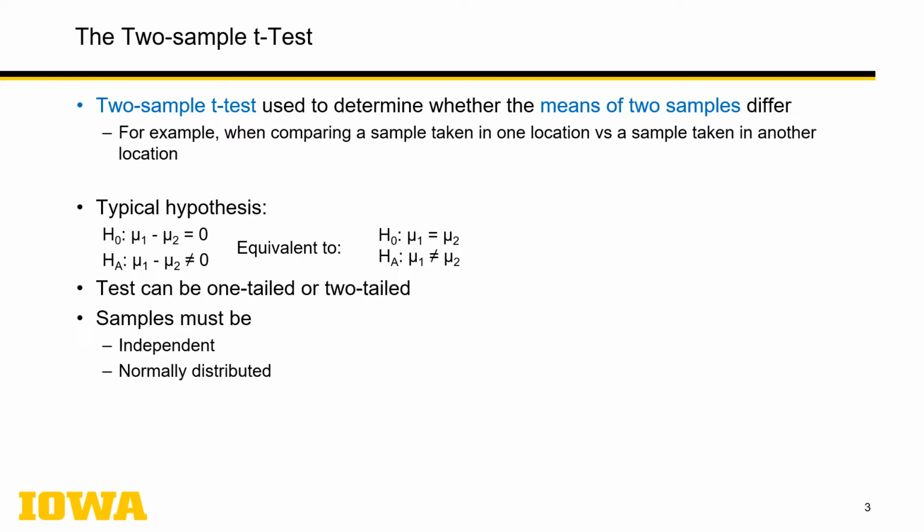technically of are there differences equal to 0 or not equal to 0, but that's equivalent to is mu1 equal to mu2 or mu1 not equal to mu2. And again, they can be tested by one-tailed or two-tailed, and again the samples must be independent and normally distributed, randomly taken, etc.